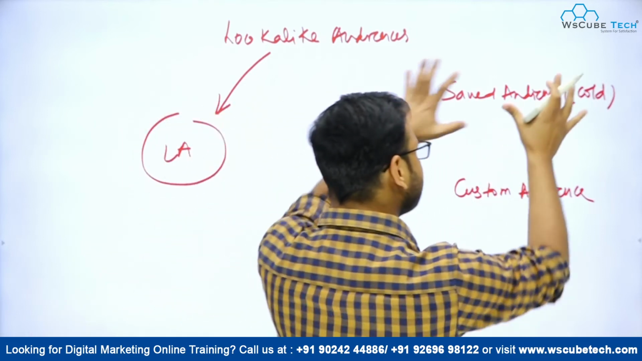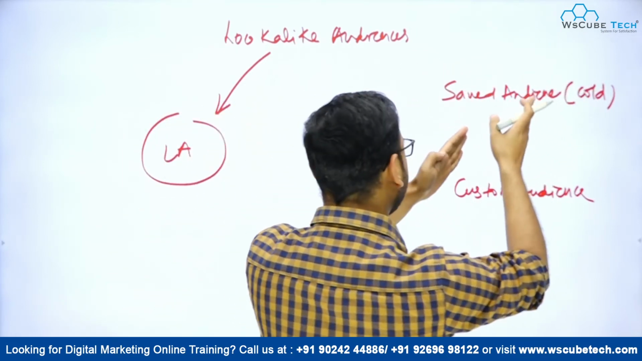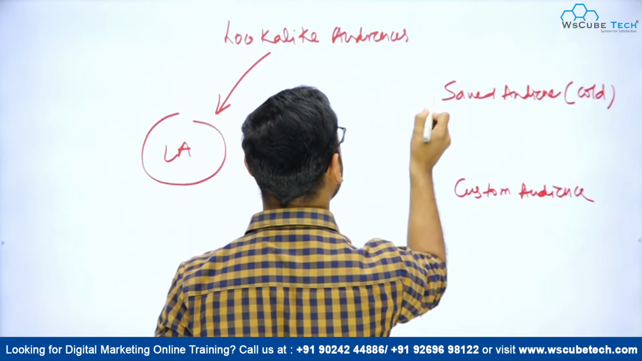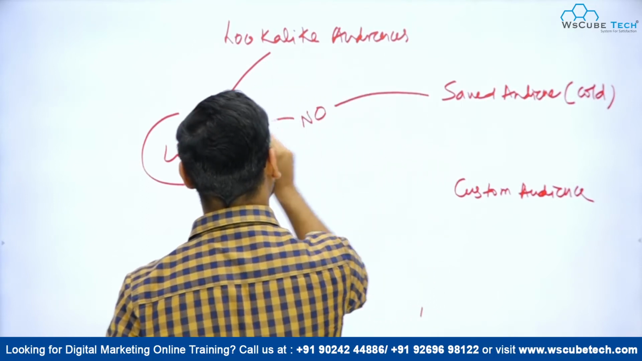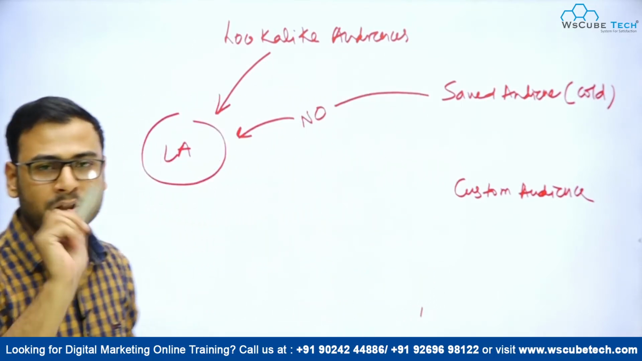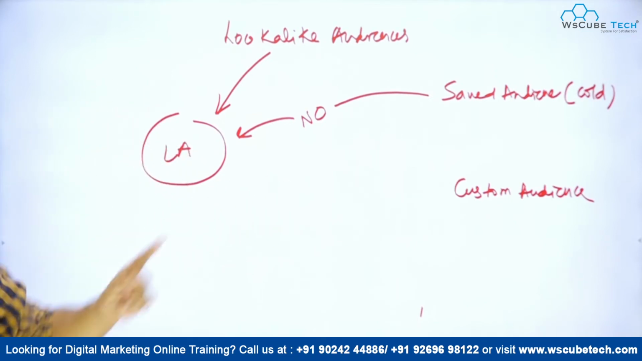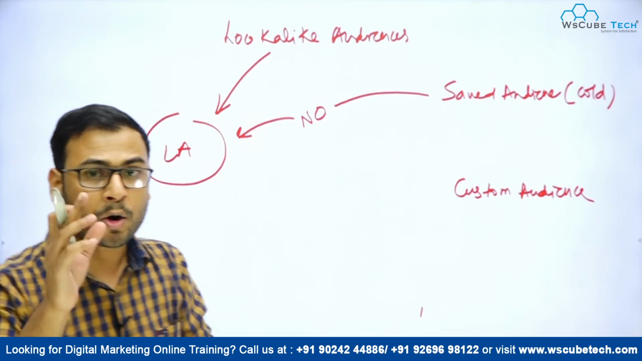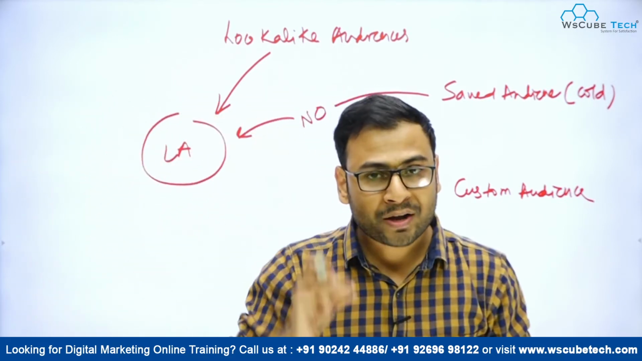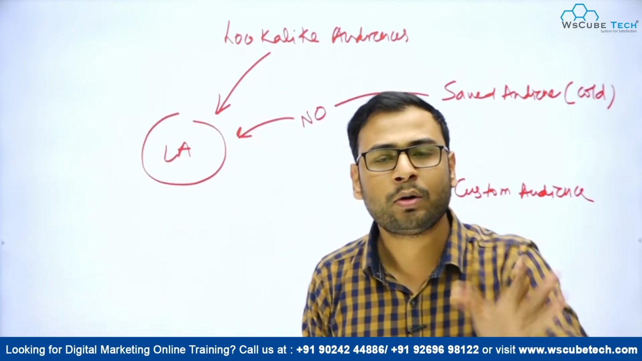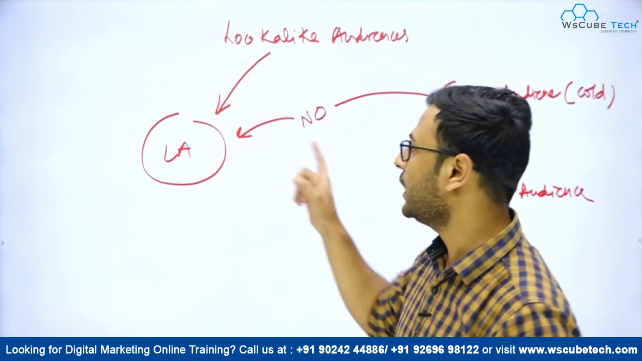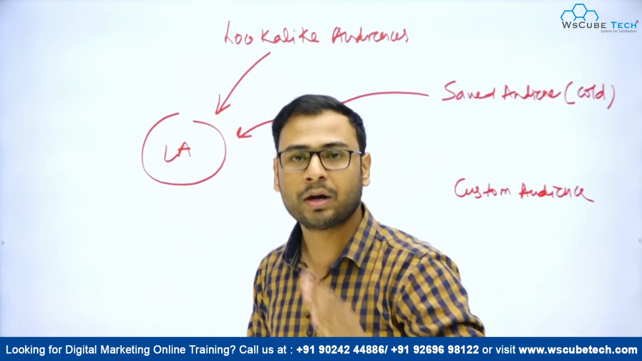If you have any saved audience and you want to create a lookalike audience of it, you have no option over there. This feature is not there. So the only option left over here is custom audiences. Whatever custom audiences you have created, or are looking to create, you have the option of creating a lookalike audience of that particular custom audience.